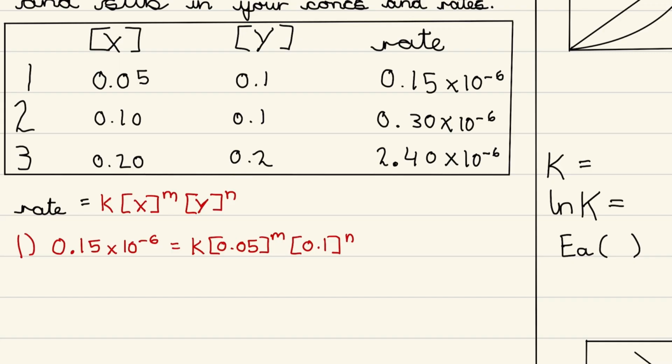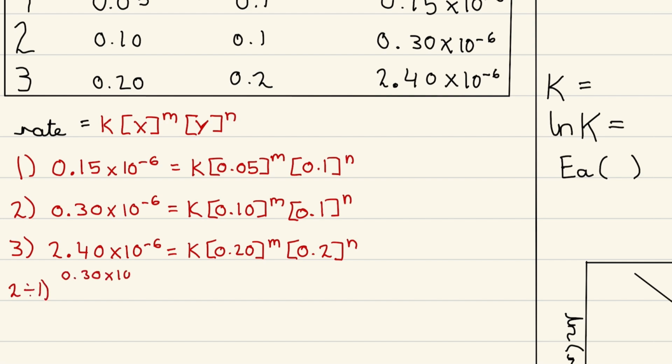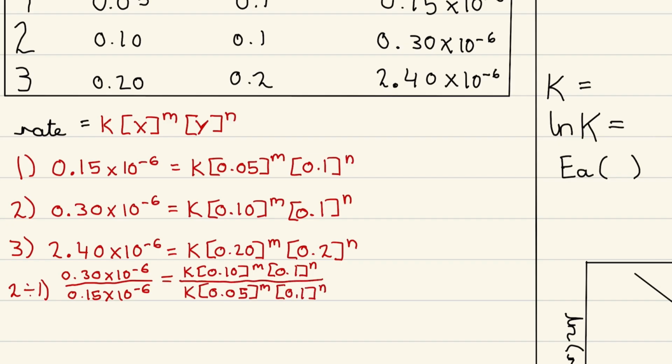And then I'm going to do this for experiment 2, and I get... and then lastly I'm going to sub in the values for experiment 3. And then I'm going to do equation 2 divided by equation 1, and I get... and from here I get 2 equals, well, I can cancel out my k's over here, and I can cancel this bit out with this, so I get... which is equal to 2 to the power of m.